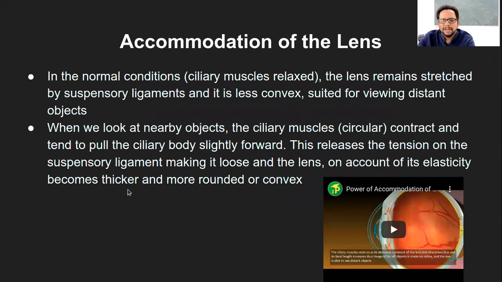The same things are being explained here, so I'm not going to talk about them. There is a video that you can watch on your own, which talks about the power of accommodation of the eyes, and it also talks about the ciliary muscles, what happens to them in different situations. So that is what is given here.